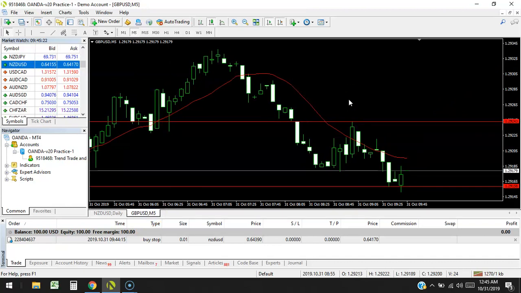Now the beautiful thing about the London Open, the market out there in London at 8 a.m. their time, has a huge trading volume that goes on.